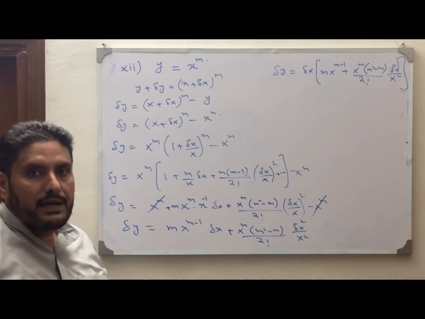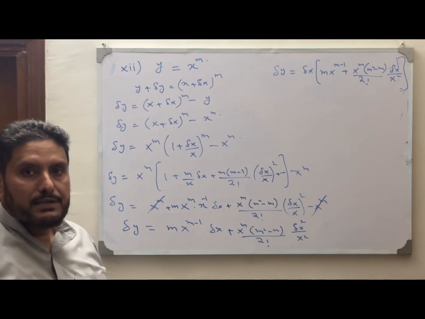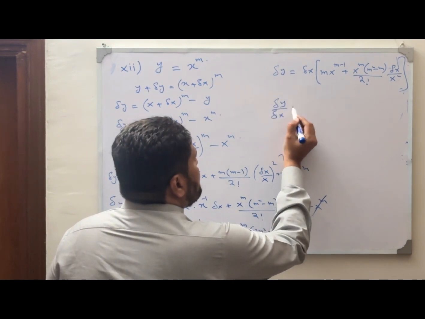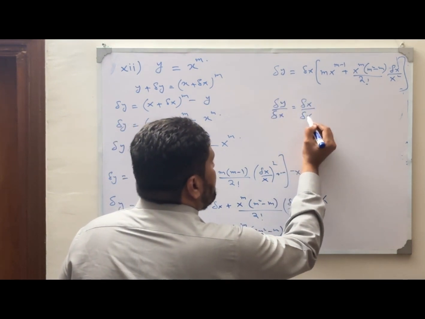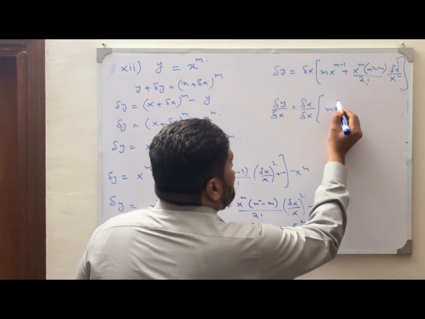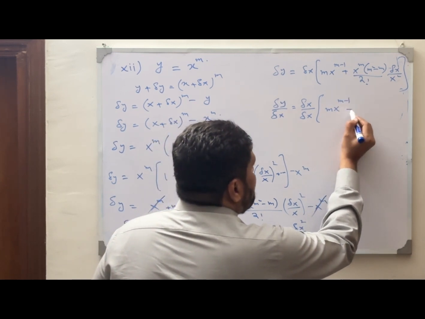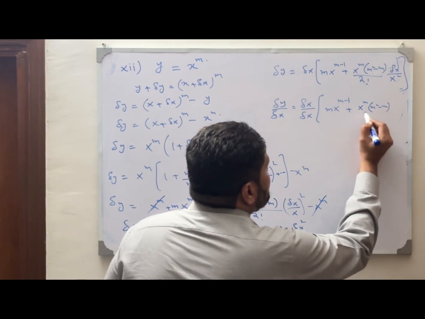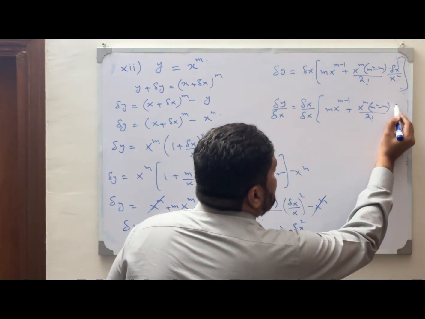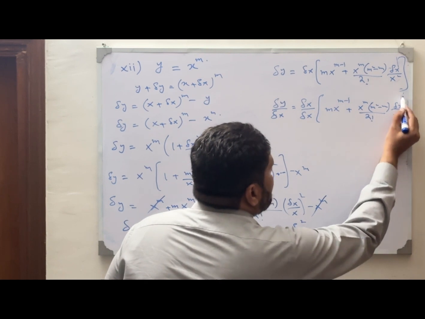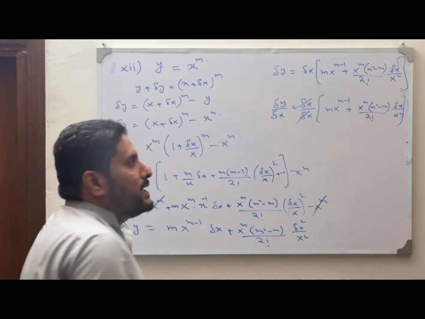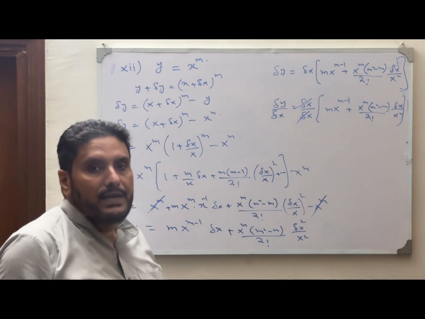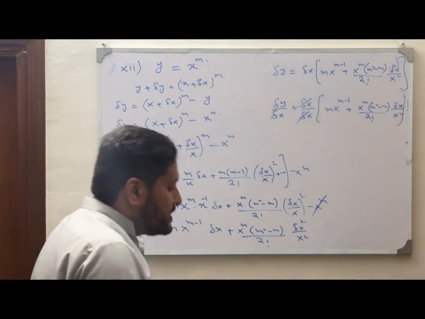In the third step, we have to divide both sides of the equation by delta x. So by dividing by delta x on both sides, we have delta x by delta x into [m x power m minus 1 plus x power m into (m square minus m) divided by 2 factorial into delta x by x square]. So this delta x will be cancelled, and now by using step 4 we have to apply the limit on both sides of the equation.